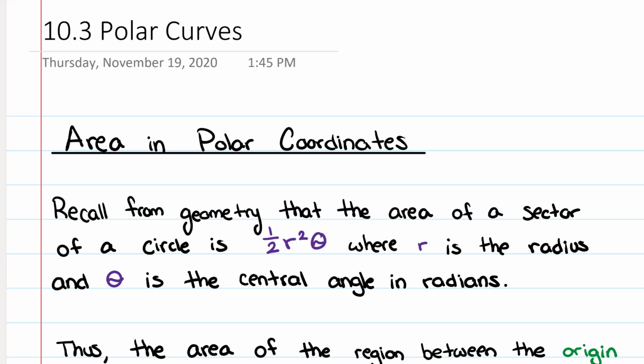10.3, example 6. In this example, we're going to look at how to find the area when working in polar coordinates. So recall from geometry that the area of the sector of a circle is 1/2 r squared times theta. If you remember back to a circle, the area of a circle is pi r squared because theta is 2 pi, and then 2 times the 1/2 gets rid of the constant. Here r is the radius and theta is the central angle in radians, or how much you revolved since your original point.